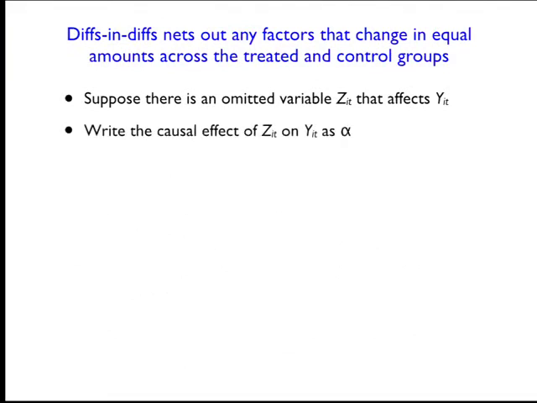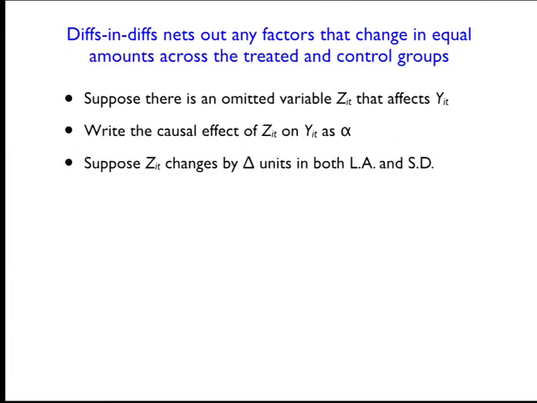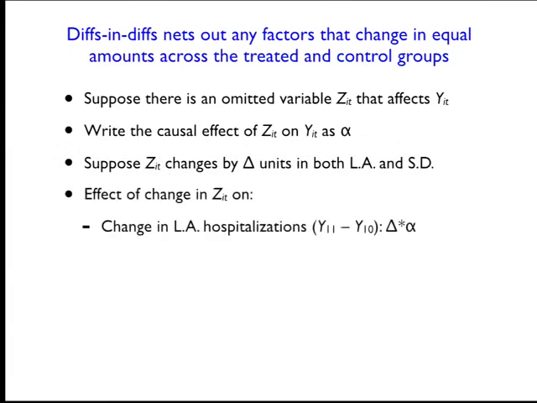Let's say that the effect of Z_it on Y_it is alpha, and let's say that Z_it is changing by delta units in both Los Angeles and in San Diego. If that's true, then the effect of Z_it on the change in Los Angeles hospitalizations is going to be equal to delta times alpha, because delta is the amount that the variable changes, and alpha is the effect of that variable on Y_it. Likewise, since it's also changing by delta units in San Diego, it's also going to have an impact on San Diego hospitalizations. So the change in San Diego hospitalizations due to the changes in that variable will also be equal to delta times alpha.